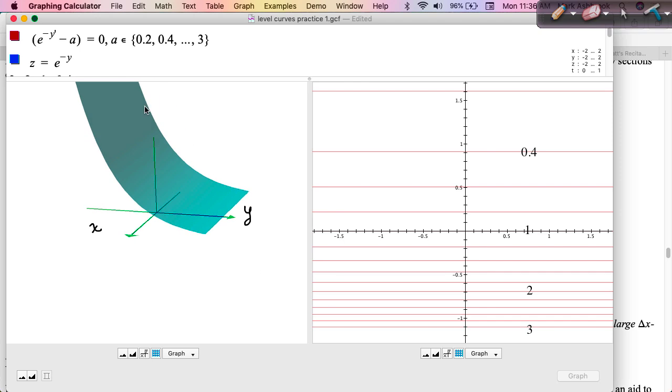And so here are 3 representations. f of x, y equals e to the minus y. It's an exponential cylinder. You've got the surface in R3 and then the contour map in R2. 3 different representations for that same function.